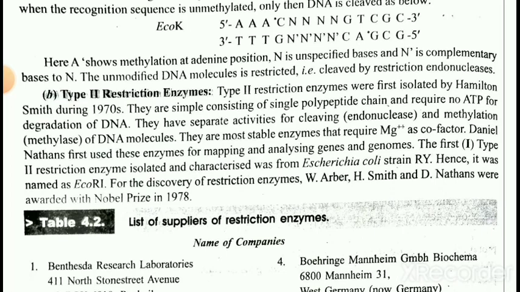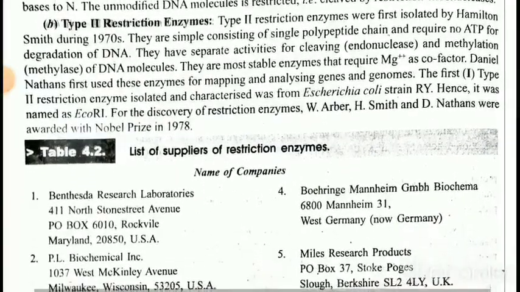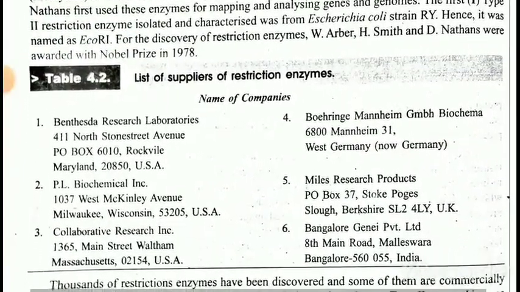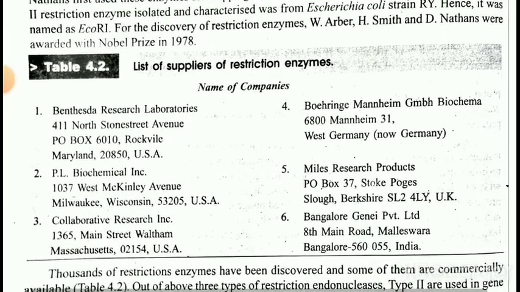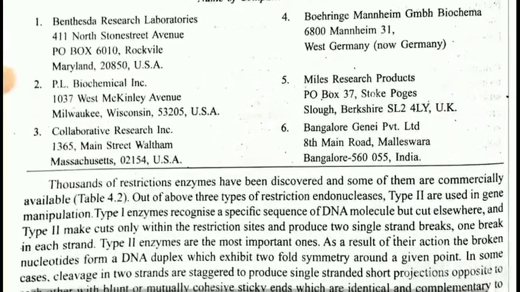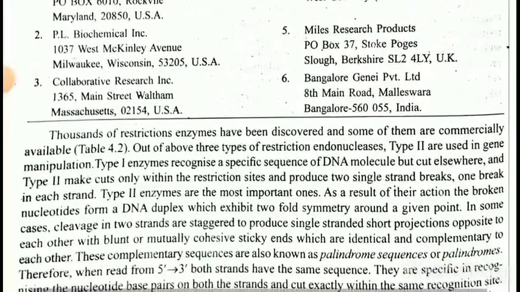The first type 2 restriction enzyme isolated and characterized was from Escherichia coli strain RY13. Hence, it was named as EcoRI. For the discovery of restriction enzymes, W. Arber, H. Smith and D. Nathans were awarded the Nobel Prize in 1978. See Table 4.2, list of suppliers of restriction enzymes. Thousands of restriction enzymes have been discovered and some of them are commercially available.